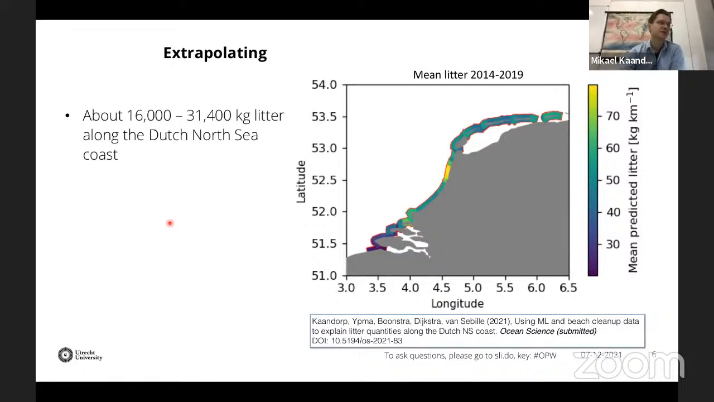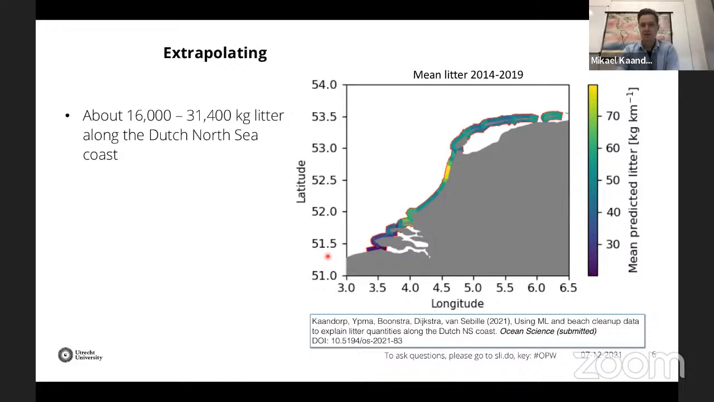So in this picture, we see the mean litter concentrations along the entire Dutch North Sea coastline. The concentrations vary from about 20 kilograms per kilometer to about 80 kilograms per kilometer. And if we sum up all these concentrations, we get about 16,000 to 30,000 kilograms of litter along the entire Dutch North Sea coastline.